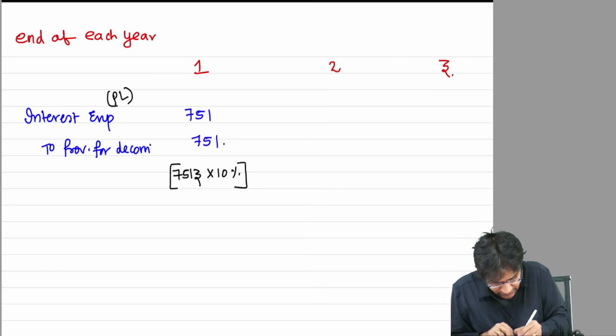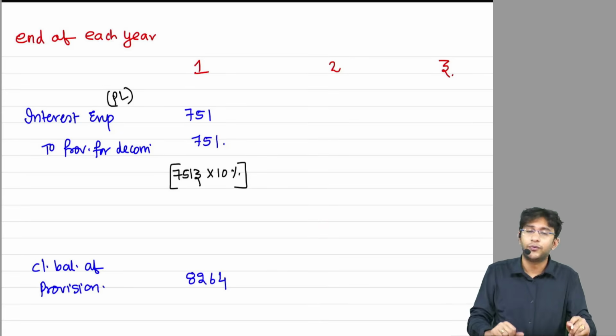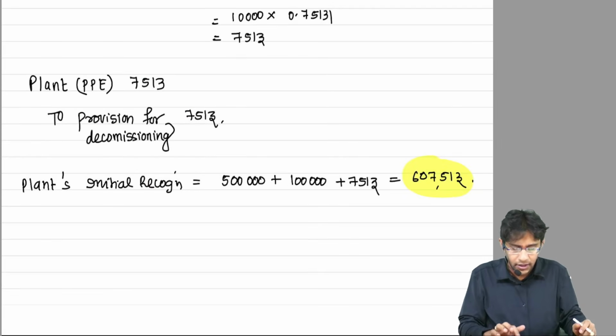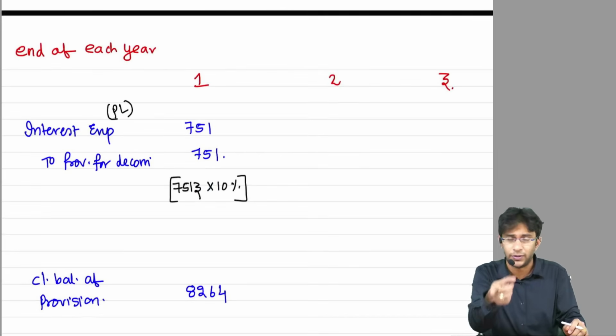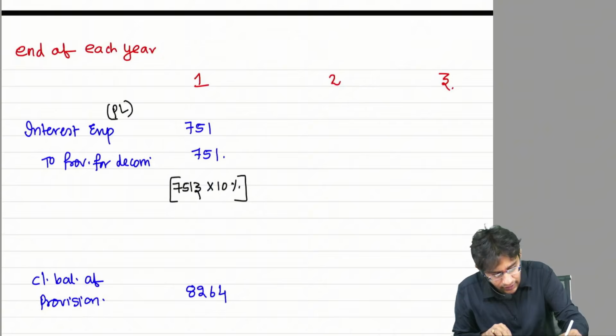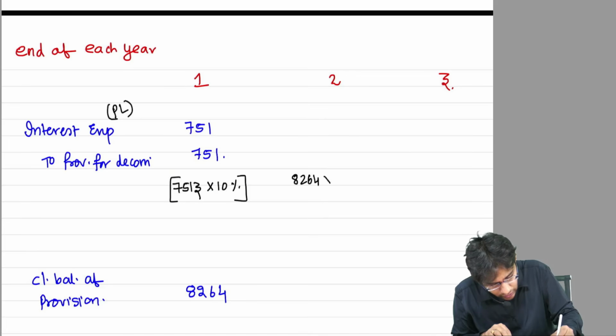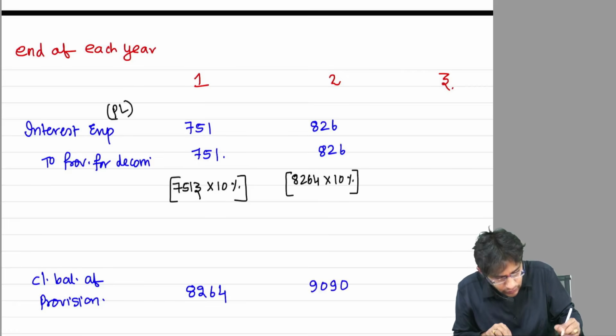I'm leaving a couple of lines here, and then I'm writing closing balance of provision. The closing balance of provision now will be 8264. Why 8264? Already on day 1 I recognized 7513. Here, end of first year, on the balance sheet date, I recognized 751 expense and also a liability. That liability will increase my original to 8264. So second year, 8264 into 10%. So that will be 826. Because of this, my liability will now become 9090.